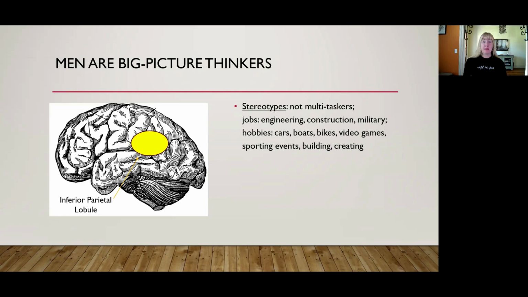So what the IPL does is it enables men to be more big picture in their thinking. And this is what is behind the stereotypical jobs, engineering, construction, being in the military, stereotypical hobbies, cars, boats, bikes, video games, sporting events, building things, creating things. Okay. This is also why men often are not great at multitasking. So put that on the spectrum. Some men really not good at multitasking, really not good at details, right? Instead, they tend to excel when they can focus on something and they can give their whole attention to something.